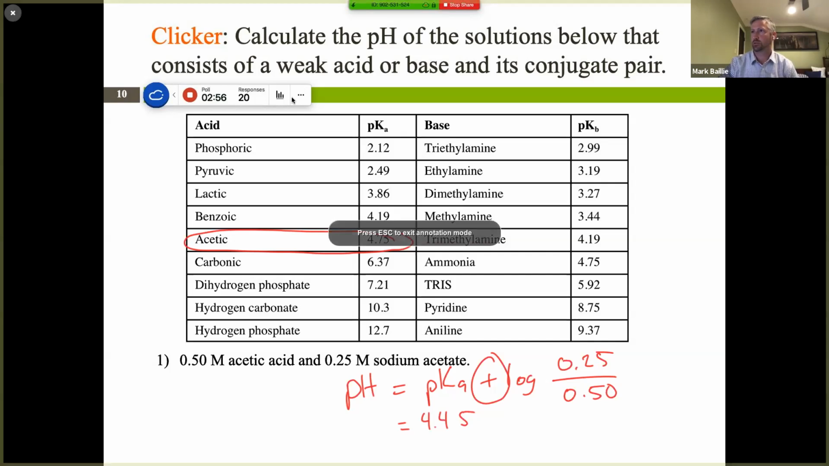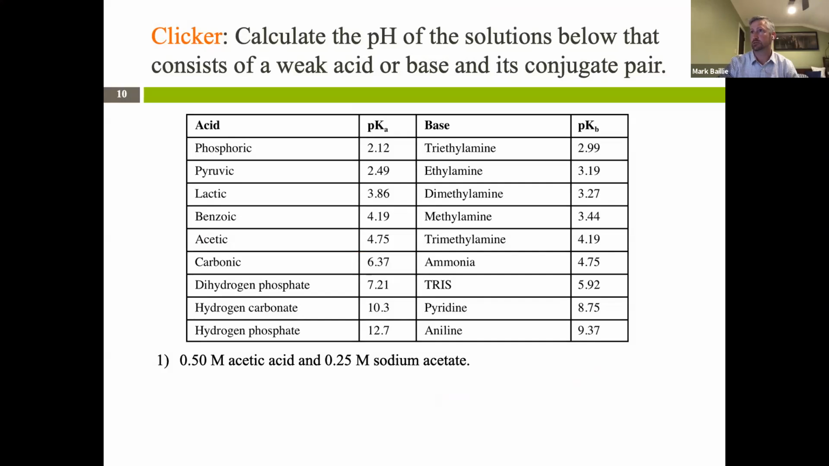Does that seem okay? And if we end this, what do we get for our clicker responses? 4.45 was the majority response, but only two-thirds of the class got that. Once again, if you get something higher than the pKa, we know that's inappropriate. A couple of these 5.0 answers are probably from flipping that fraction or using a minus instead of a plus. So always estimate beforehand. And then we have some others that are maybe a rounding difference.